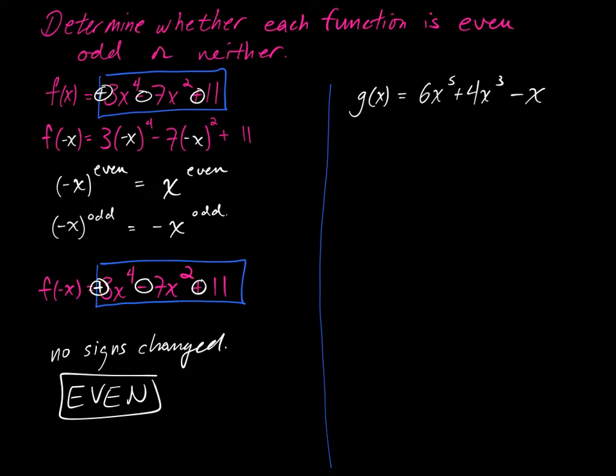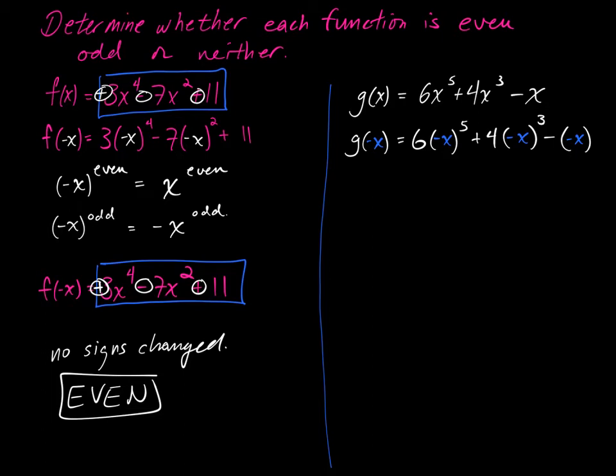In the second example, over here on the right, you see g of x equals 6x to the fifth plus 4x cubed minus x. So again, the first thing you want to do is to find g of negative x. I'm just going to change my input over here, negative x, negative x, negative x. And I'm also going to make sure that I do not miss the cube here, all right?